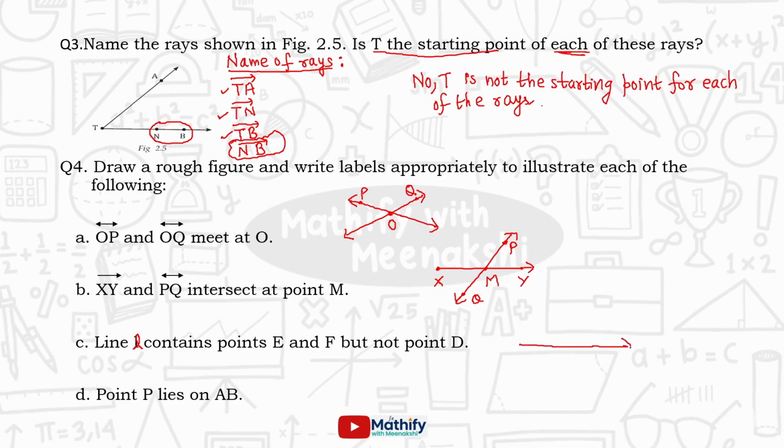Let me draw that for you. We have a line L and it's written points E and F. That line contains point E and F but not D. That means D is not on the line. You can draw it anywhere except on the line. Now the D part. Here it's written point P lies on AB. Here it's not mentioned anything, that means you're considering this as a line segment. So first you will draw AB as a line segment and then you will draw point P on that.